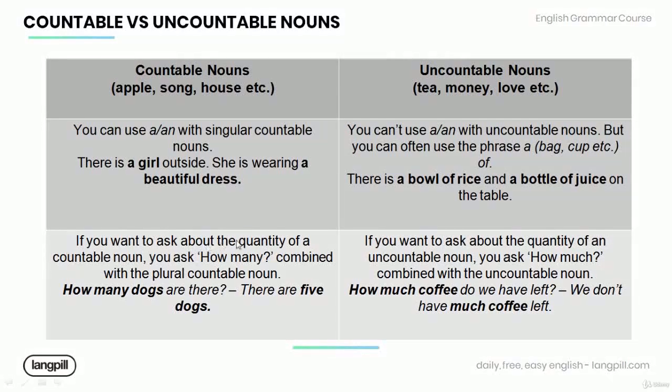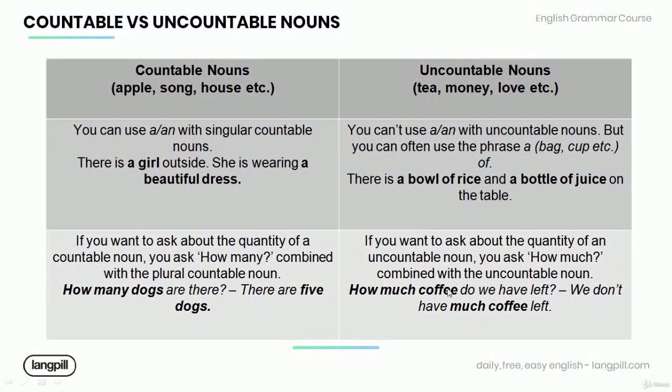Now, if you want to ask about the quantity of a countable noun, you ask how many, combined with the plural countable noun. Have a look at the example below. How many dogs are there? There are 5 dogs.